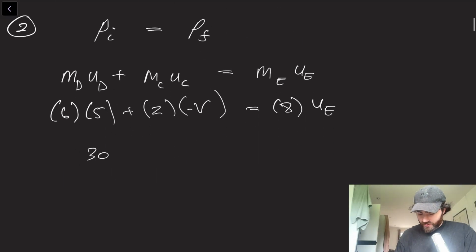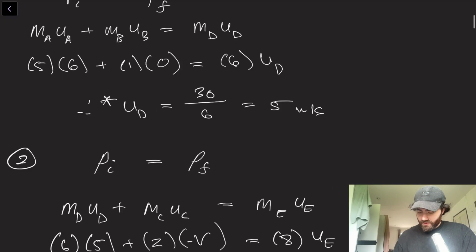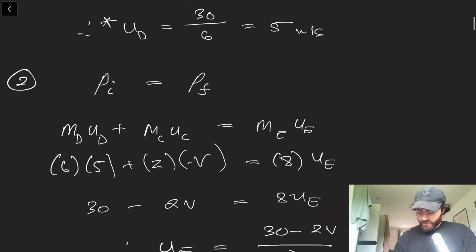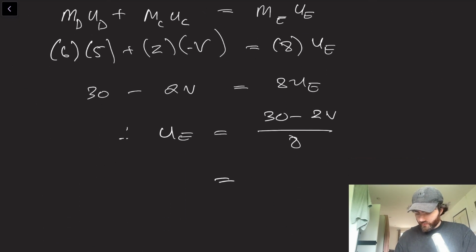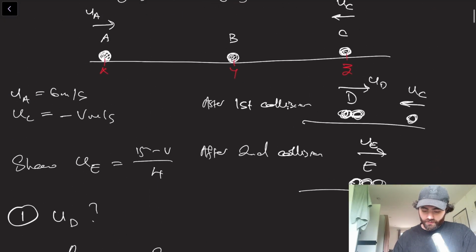So we get 30 minus 2V equals 8 U E. Therefore U E equals 30 minus 2V over 8. We can also write that as 15 minus V over 4, dividing everything by 2. So therefore, that's your answer. So we proved that, so that's definitely right.